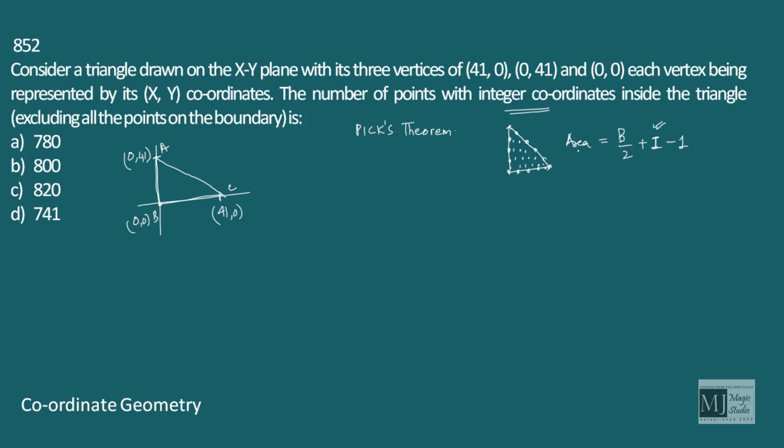Now, first we need the area. Area of triangle ABC is half into base length into height length. That is 41 units into 41 units by 2. That would be 840.5. Fine. Now we need boundary points.